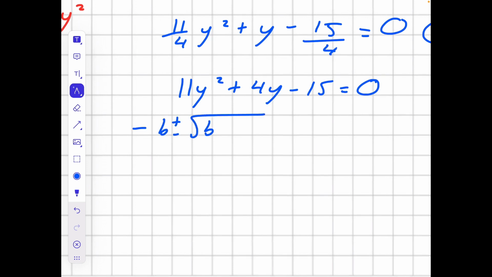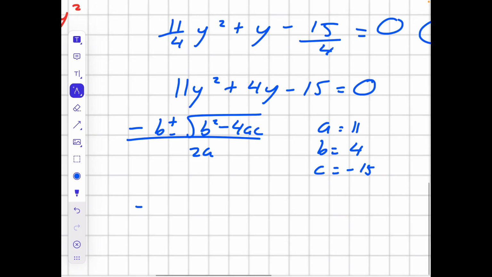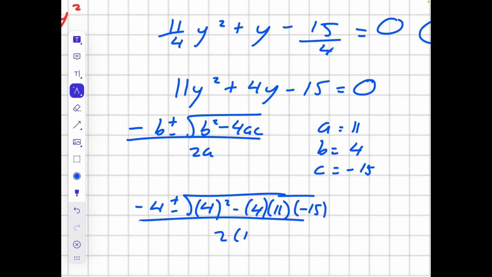So minus b plus minus square root b squared minus 4ac all over 2a. A is equal to 11, b is equal to 4, c is equal to minus 15. Okay, so sub that in. So I would really encourage you to be working through this either with me, pause the video, and just make sure you can use your calculator. It is a little bit annoying if you keep making mistakes on your calculator doing this, because it is a lot to be getting into your calculator.